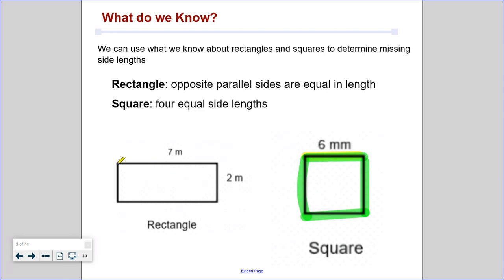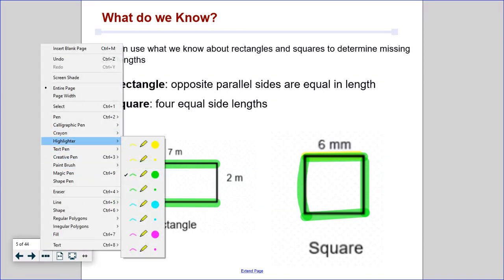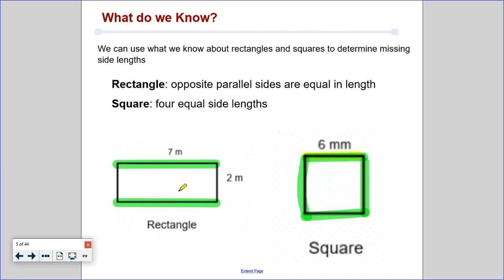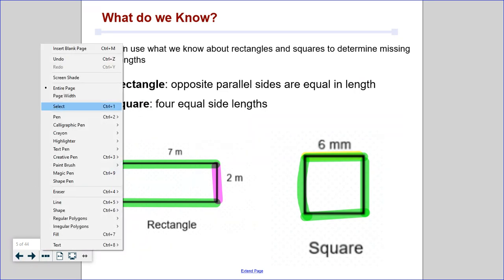Now, on this rectangle, though, if this side is 7, then I know that this side is also 7. I'm going to switch my color just so I don't confuse you guys. I know if this side is 2, then that means that this side also has to be 2. Now that will come into play when we do perimeter as well, so go ahead and tuck that back in the back of your brain. We'll be coming back to that later. But this is going to help us today with finding the area of rectangles.